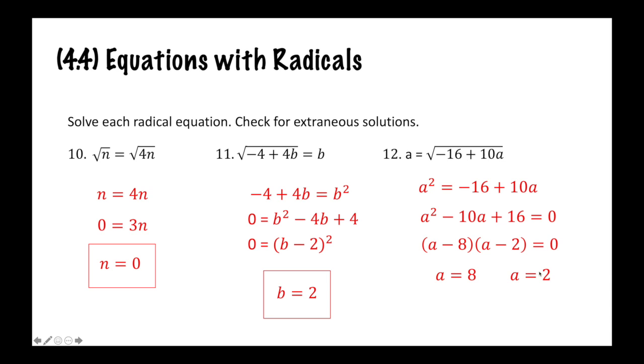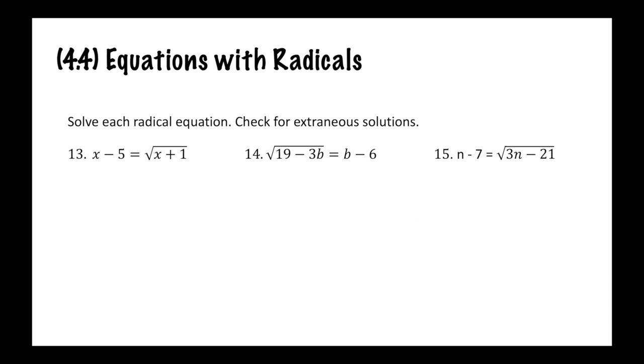Then when I'm plugging in 2, again here I'm going to get just 2 on this side, and over here I've got negative 16 plus 10 times 2, which is 20. Negative 16 plus 20 gives me 4. The square root of 4 is 2, so that confirms that both of those are correct.